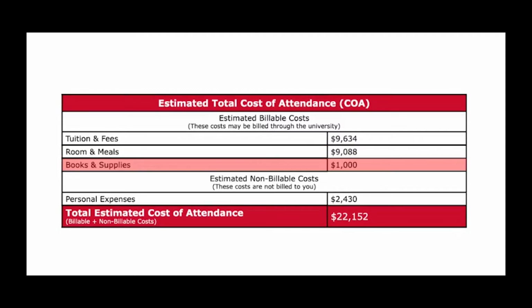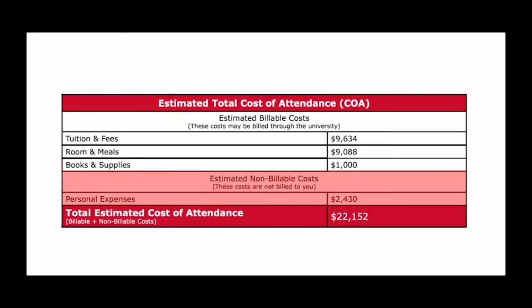Books and supplies are another estimated number. This depends on how many books you need for your classes and what types of supplies you need for them as well. Books and supplies can be found in the bookstore or from other retailers. In some cases, professors require online books, and those will be automatically charged to your U-bill.